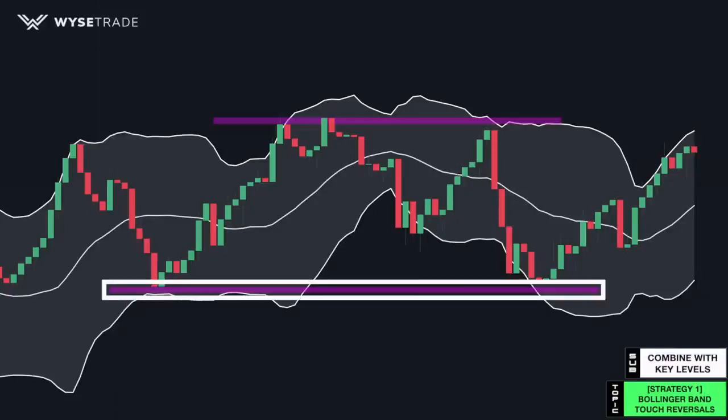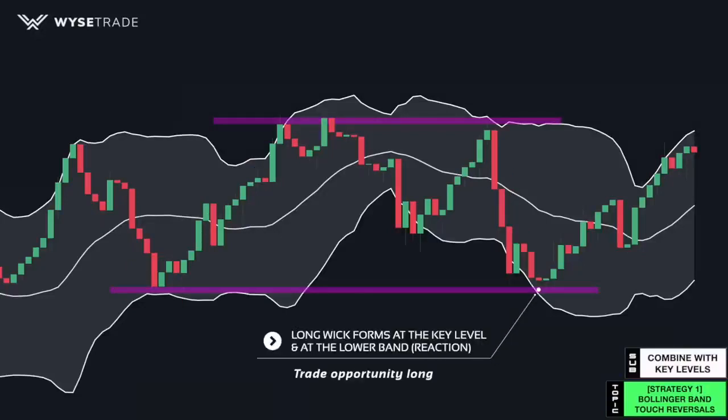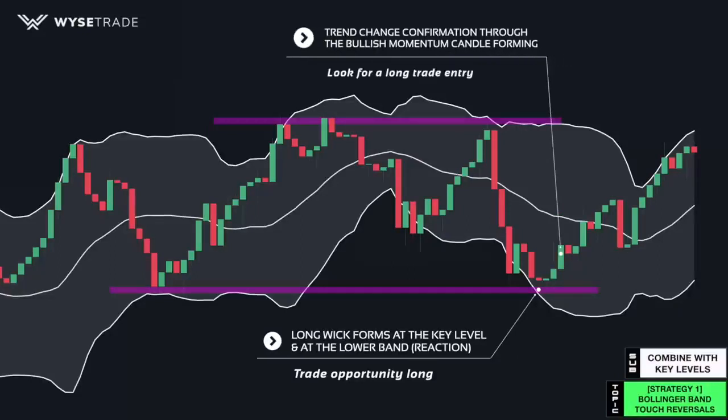Now in the opposite direction, this works the same. You had your key level here because of this reversal point. When price came back down, you had a long wick candle form at the key level and at the lower band, making this an area of confluence. Then once you had the momentum candle form off of the level, you would look for a long trade entry through the same time frame or through a lower intraday time frame.